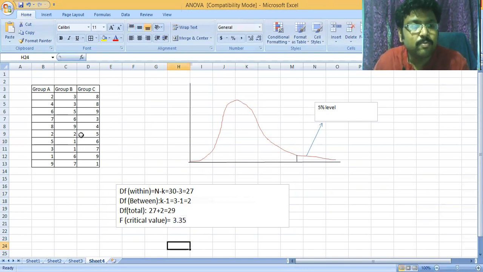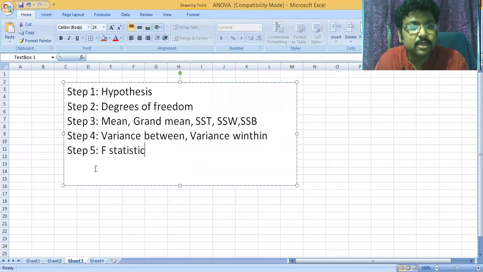Now we have to find out the next step. What is the next step? Here we have found out the degrees of freedom. Now the mean, grand mean, and sum square total, sum square within and sum square between, we have to calculate in step 3.